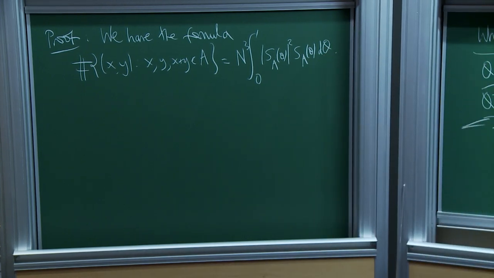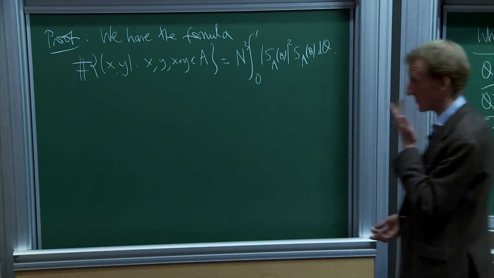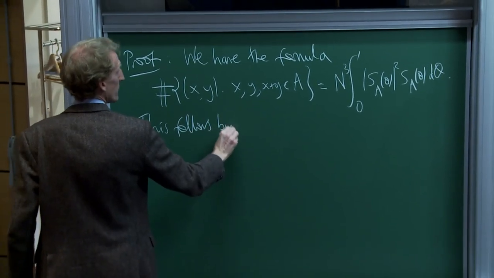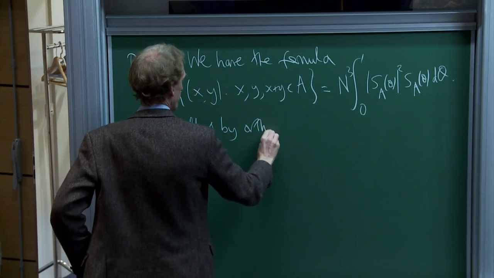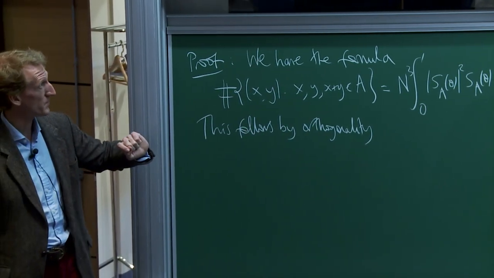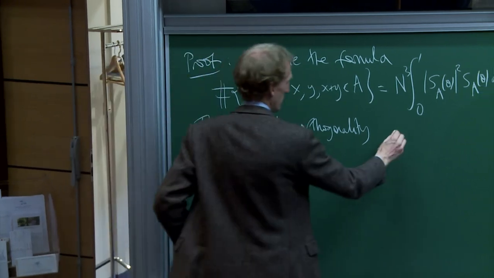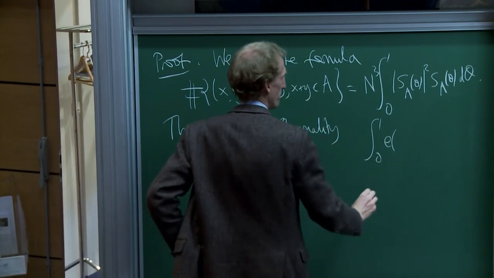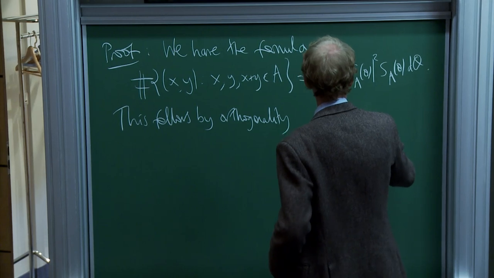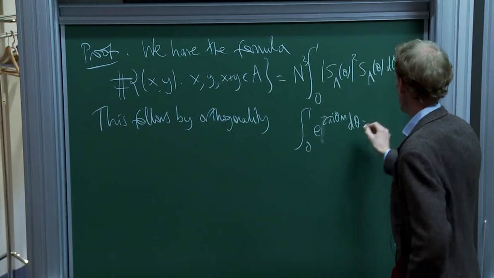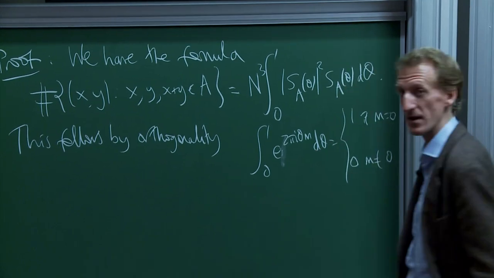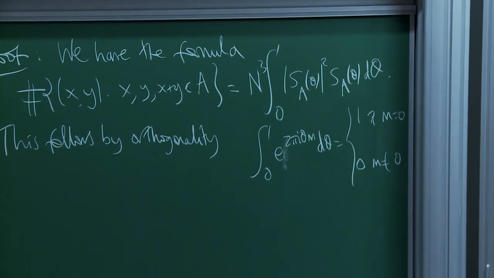Now, where did I pull this formula from? Well, let me first remark it's not hard to prove. This follows from the orthogonality relations. So if you substitute in the definition of the exponential sum S A theta, it is just a consequence of the orthogonality relations that the integral of e to the 2 pi i theta m d theta is basically 1 if m is 0, and 0 if m is not 0. So that's a fun exercise to expand that out and check that.